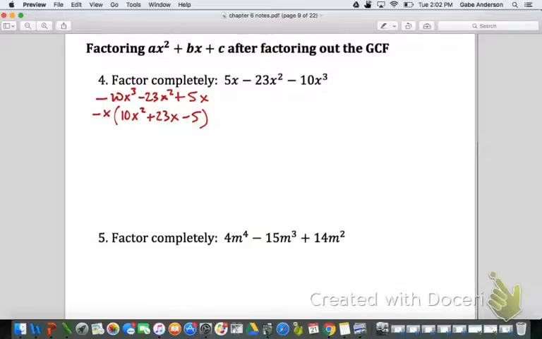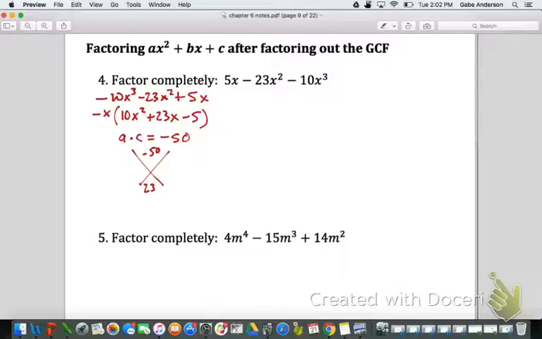Negative 50. AC, right? Yeah, so a times c is 10 times negative 5, which, Hunter, you identified there as negative 50. That's right. Then you have to do the diamond: 23. So negative 50 and positive 23. What numbers multiply to be negative 50 but add up to be positive 23?